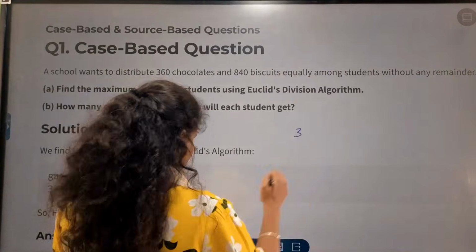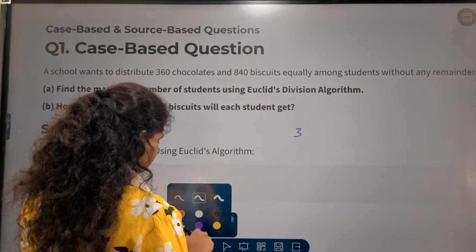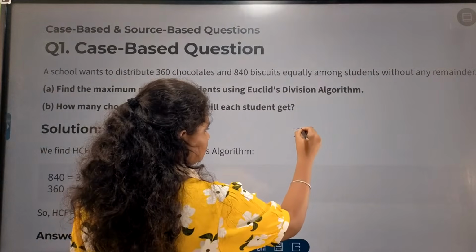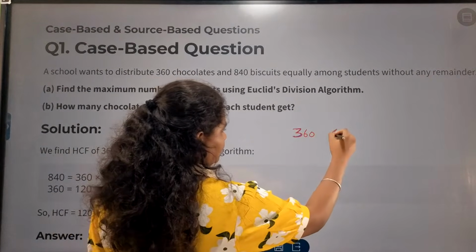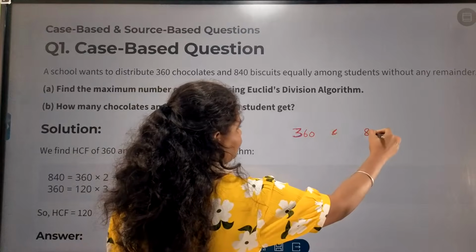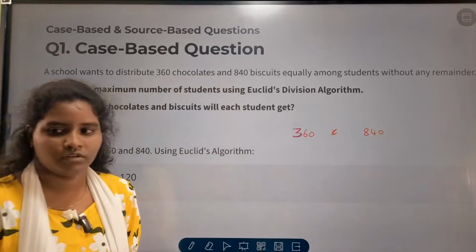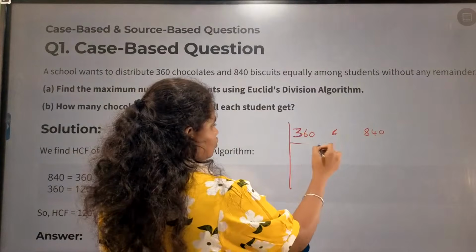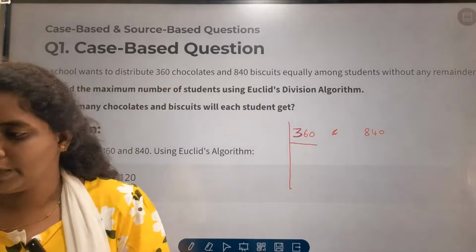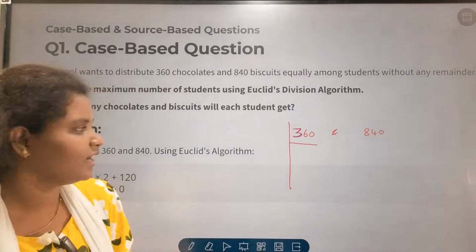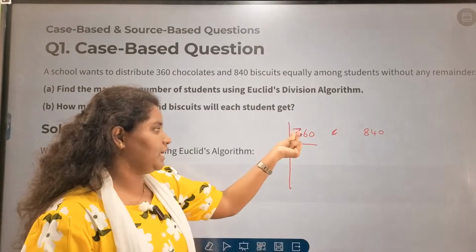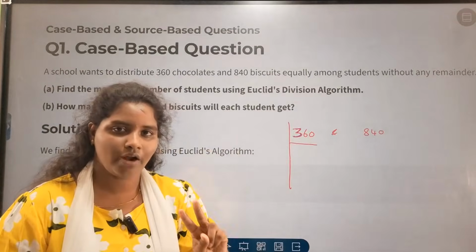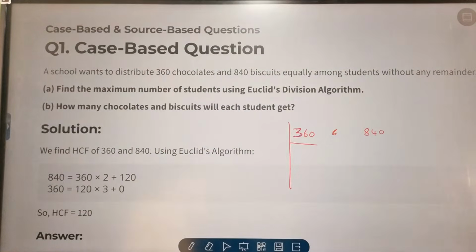for 360, and then for 840, right? So how will we do the prime factorization? We only have to use prime numbers, right? Yes. So here we have 360. I'm going to start with the number 2, right?